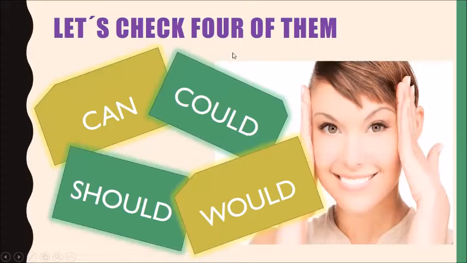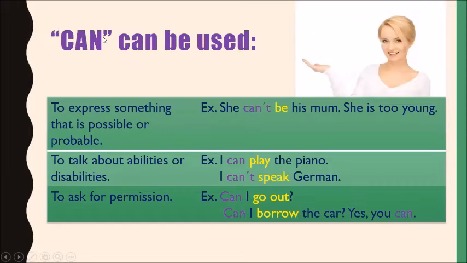Let's check 4 of these modal verbs only. Can, could, should, and would. Can be used to express something that is possible or probable. It means that this is going to tell us about possibility or probability. In this example, we have, she can't be his mom. She is too young.